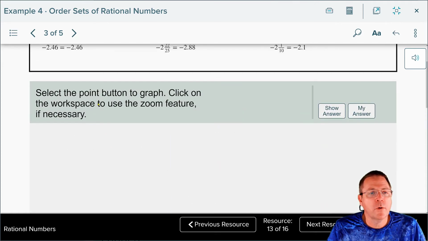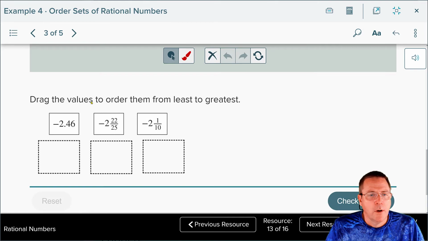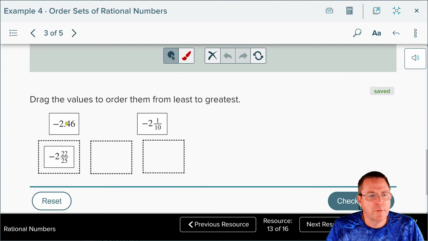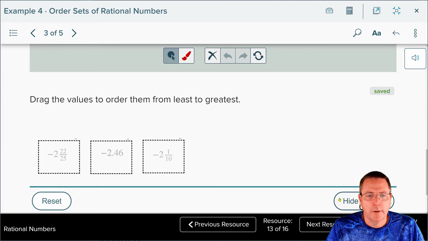So in order from least to greatest, I believe it said we had to do. Our negative 2.88 is going to be the least, and that was this number right here, negative 2 and 22 over 25. Next we had negative 2 and 46/100, and then negative 2 and 1/10. Check your answer. Wow, let me wiggle that one and try it again. And one more try. That's what it said. Yep, I'm right. It's wrong.